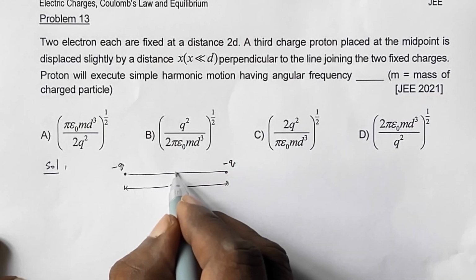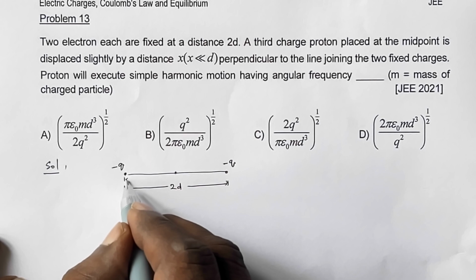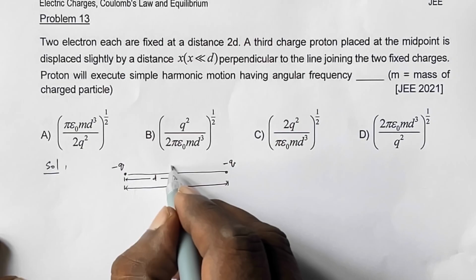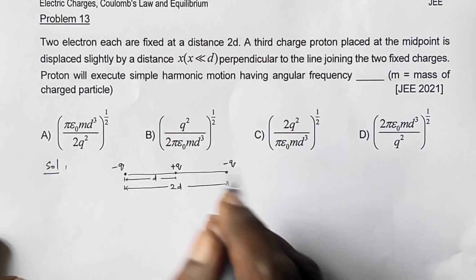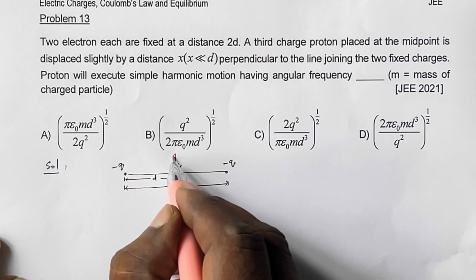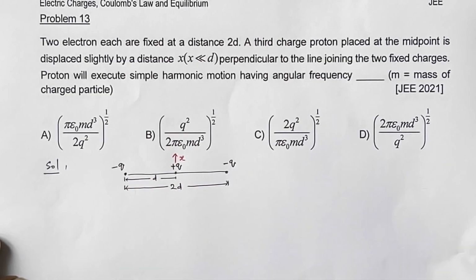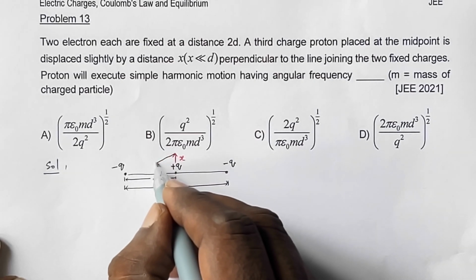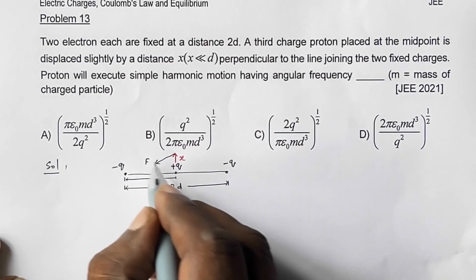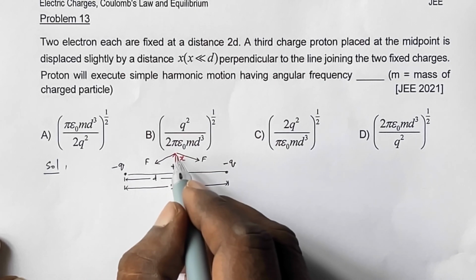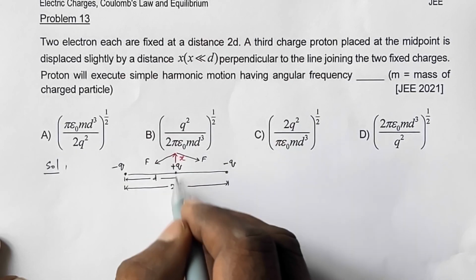Exactly at the middle of these two charges, that is at a distance d, a proton is placed. Proton is plus q. The magnitude of the charges is the same, but the type of charge is different. Now we displace it through x distance. Then what happened? This q is attracted by this small q in this direction, that is F, and this is also attracted in this direction. So the charge will come back and it is executing SHM.